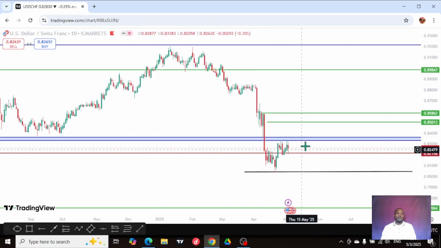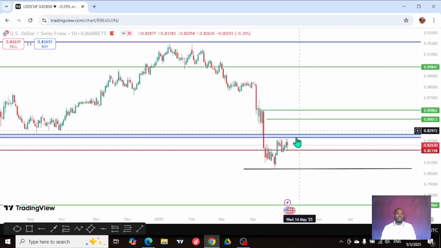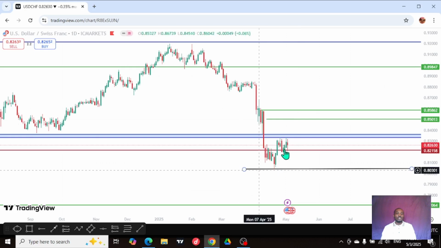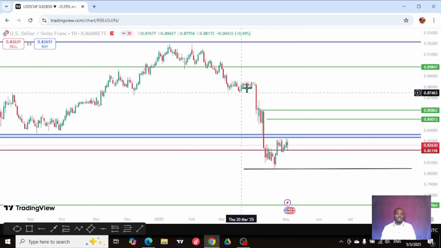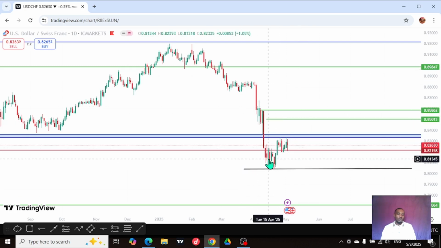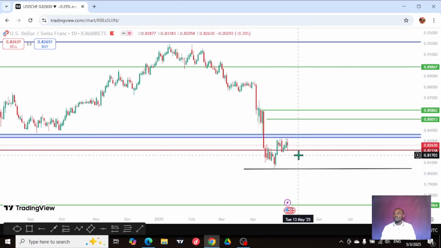If I see a 4-hour candle close below here, I mean two 4-hour candles close below here, then it means the pair is very much continuing its bearish trend, which means this is a lower high, lower low, lower high, lower low, and it has made a lower high. I want to see what happens from here.